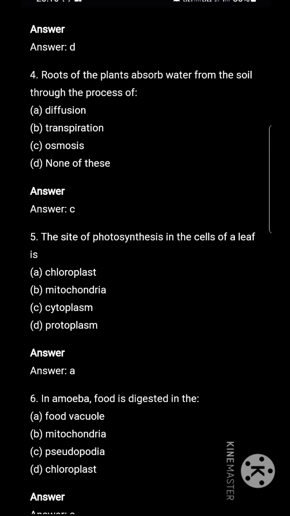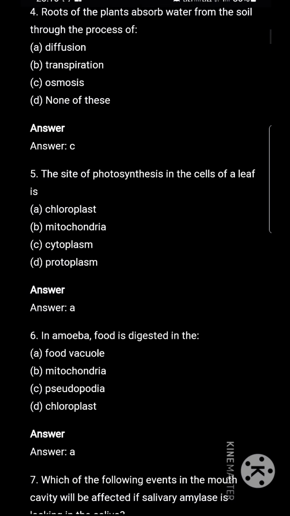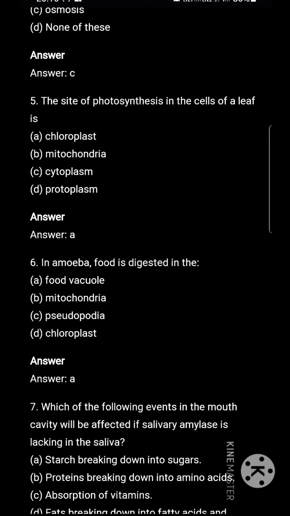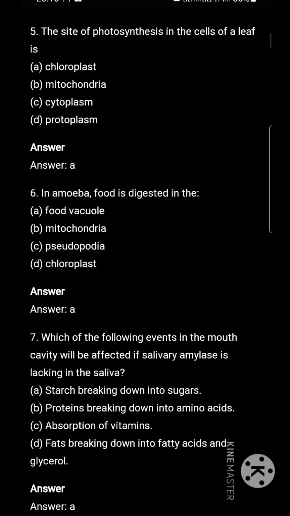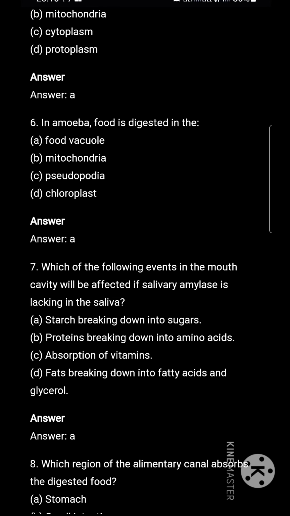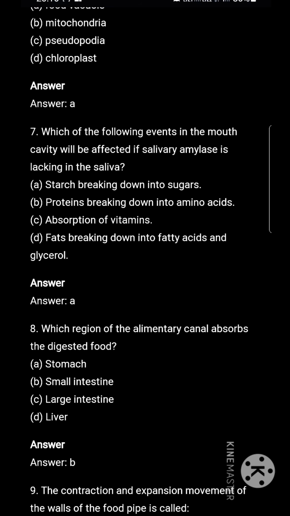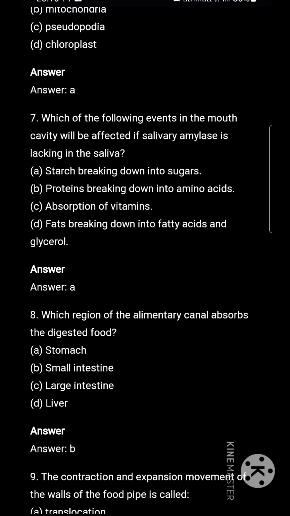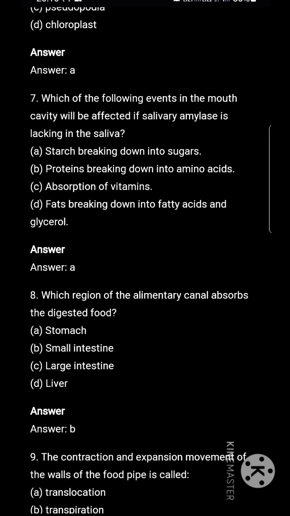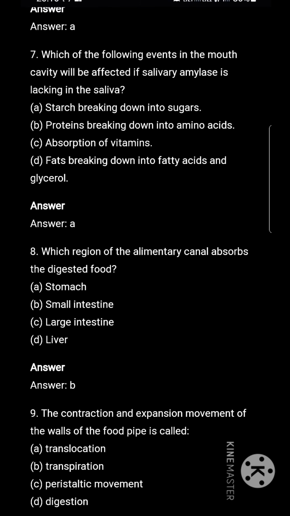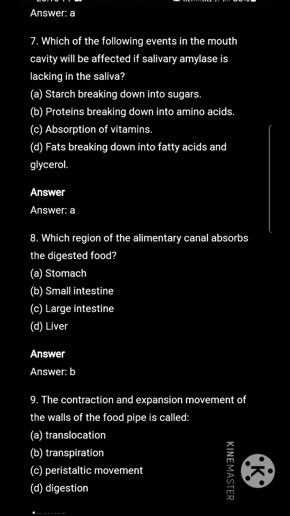Roots of the plants absorb water from the soil through the process of osmosis. The site of photosynthesis in the cells of the leaf is the chloroplast. In amoeba, the food will get digested in the food vacuole. Which of the following events in the mouth cavity will be affected if salivary amylase is lacking in the saliva? It is starch breaking down into sugars, proteins breaking down into amino acids, absorption of vitamins, fats breaking down into fatty acids and glycerol, starch breaking down into sugars.